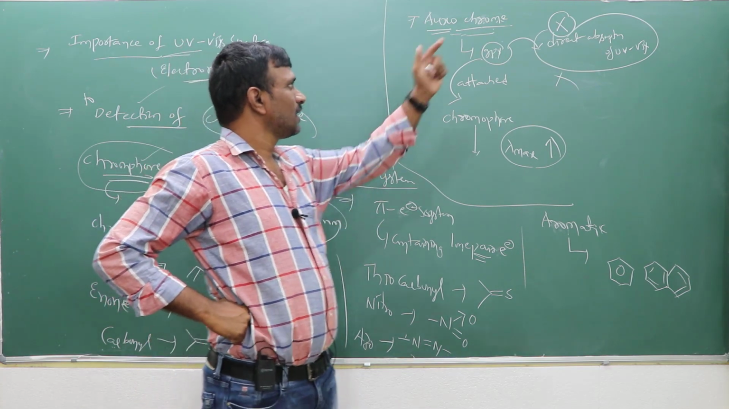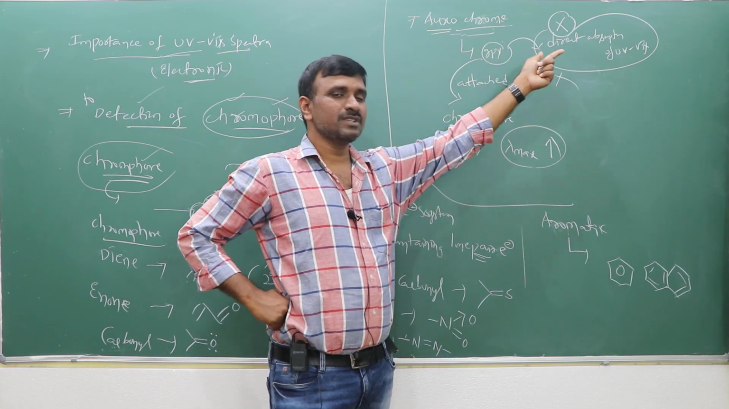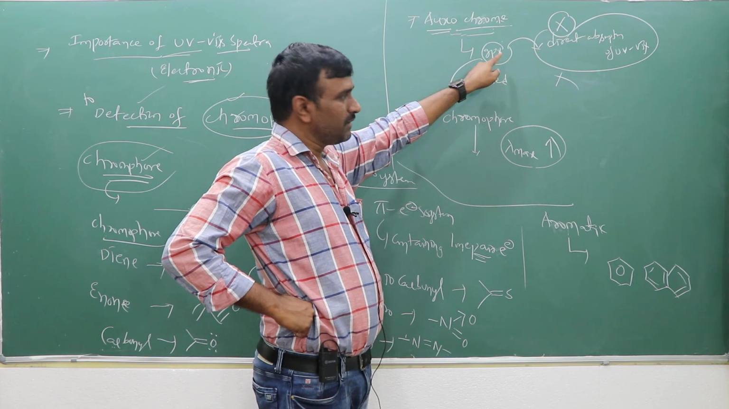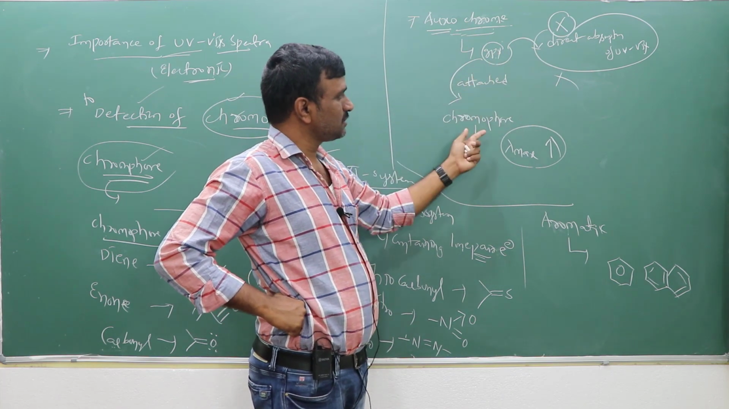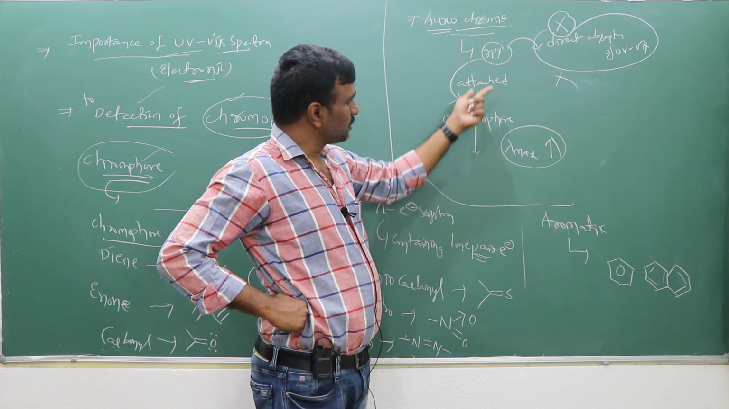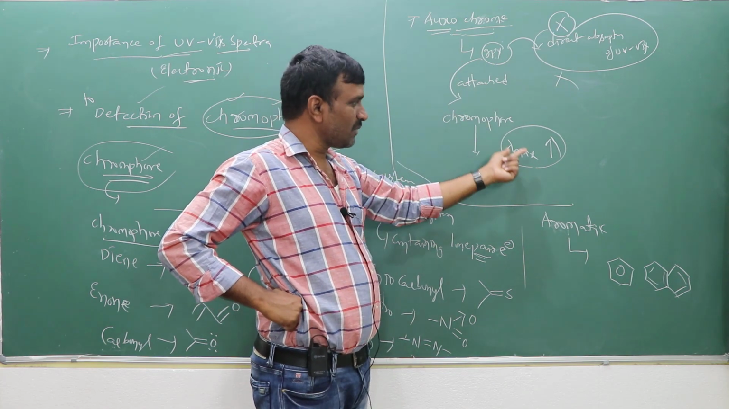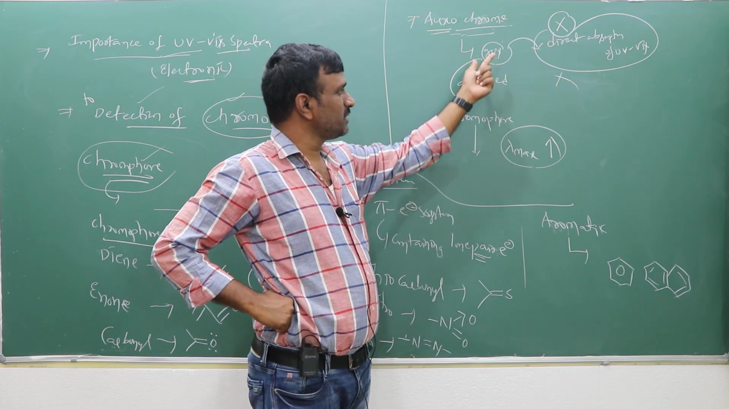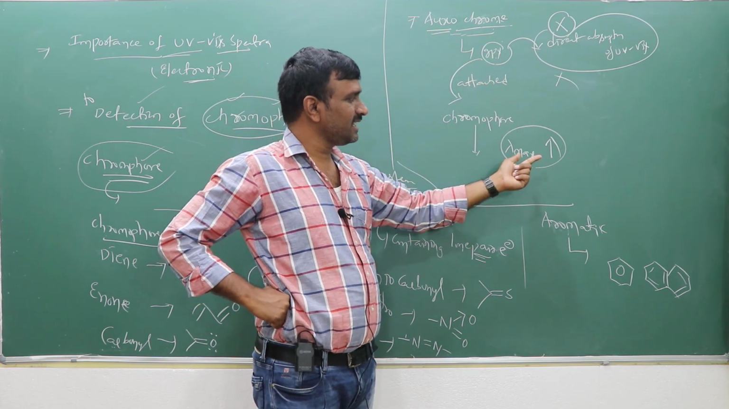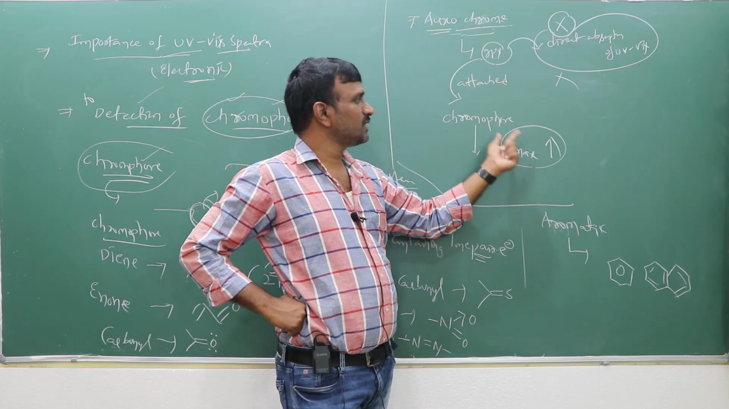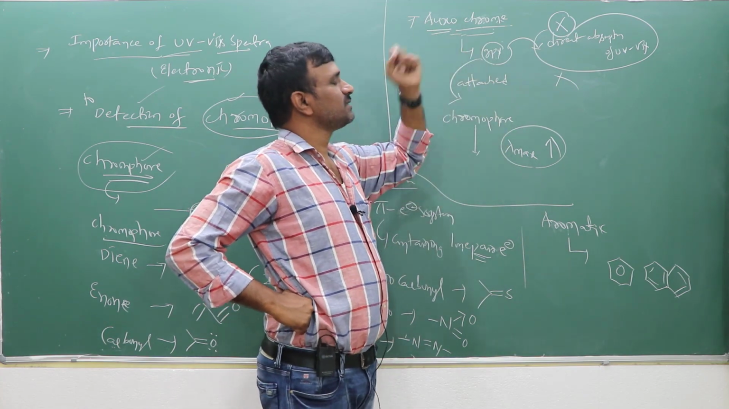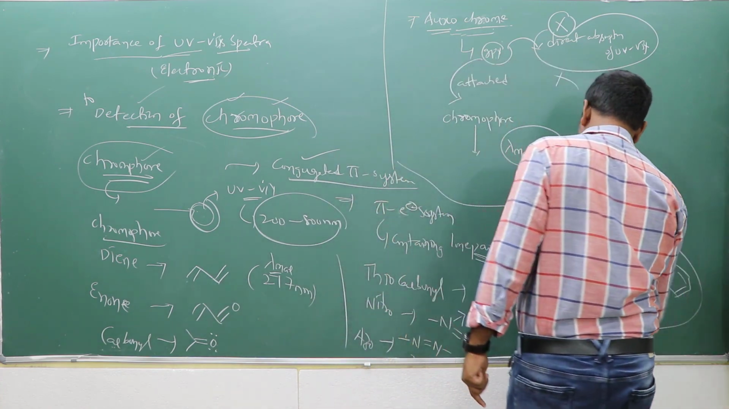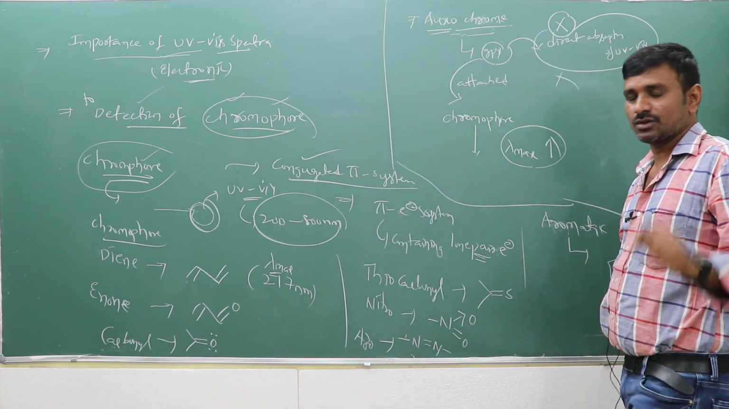See, listen. An auxochrome directly cannot absorb the UV visible range of radiation, but whenever this auxochromic group is attached to the chromophore, the chromophore's lambda maximum is enhanced. That group or species is called an auxochrome. Now, which groups are considered auxochromic groups?